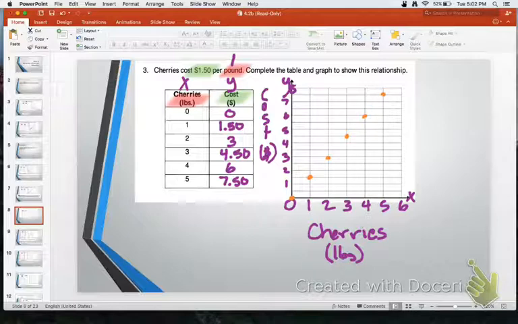Sorry, my little marker went all awry. Now I have to use my line tool to make a line as straight as I possibly can. And there we go. Now I can answer some questions about this.